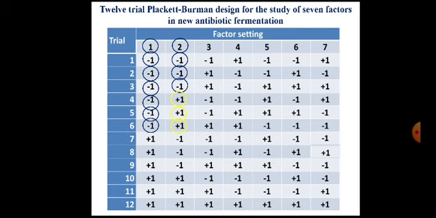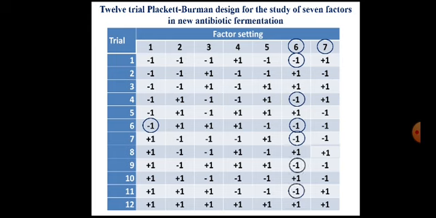This is true for all the columns or all the factors. You can compare factor 1 with factor 3. You can compare factor 3 with factor 7, and you will find the same condition. Just for the sake of convenience, let us compare the last two factors, factor number 6 and factor number 7. As I mentioned earlier, you need to mark the trials at which factor number 6 is tested at low level. These are trial number 1, 4, 6, 7, 9 and 11. So these are the 6 trials where the concentration of factor 6 is low.